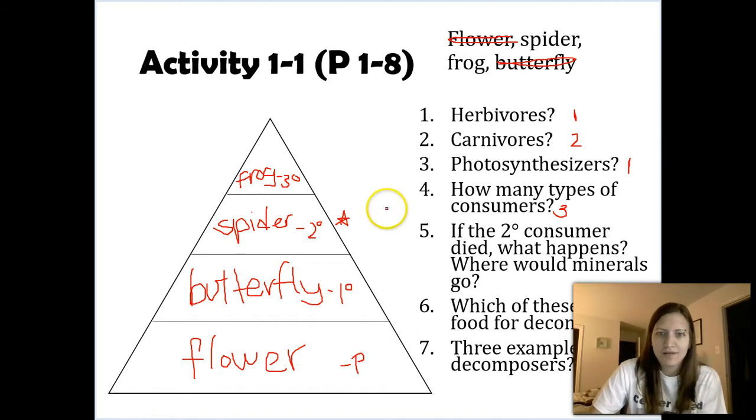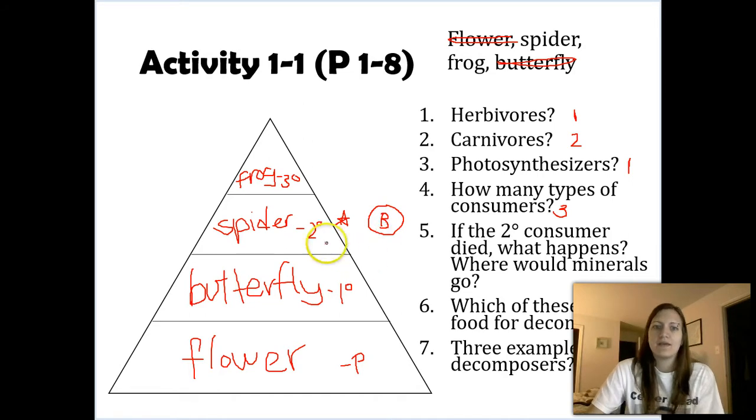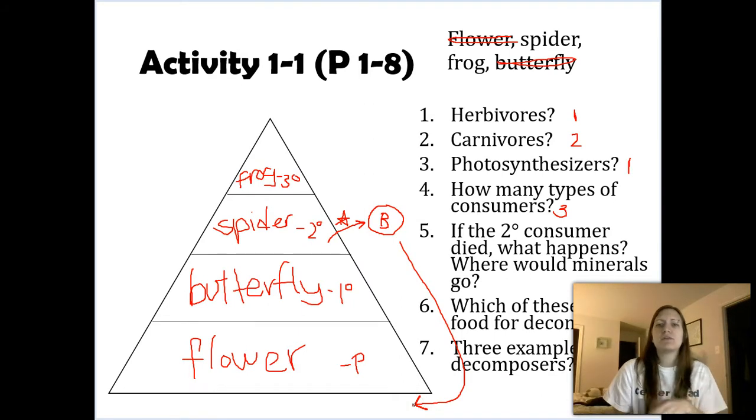So I'm going to say this is a bacteria, so the B for bacteria. The spider remains go to this bacteria. The bacteria poop, that poop that has nutrients and minerals, makes its way into the soil. I'm going to put an S here to represent soil.